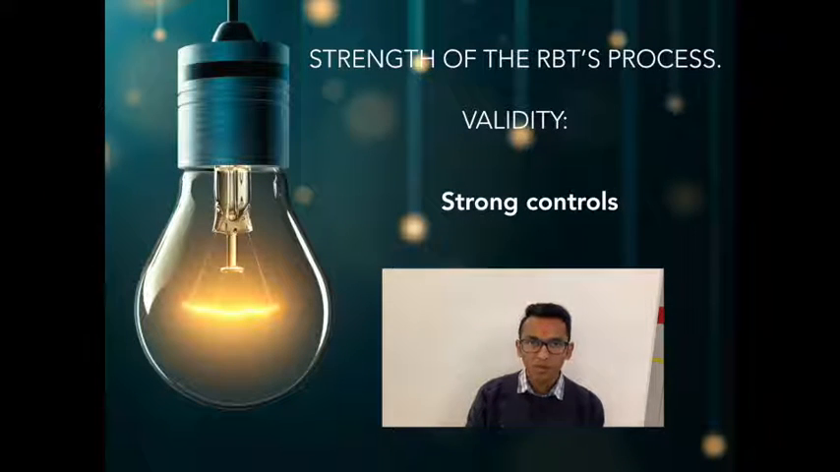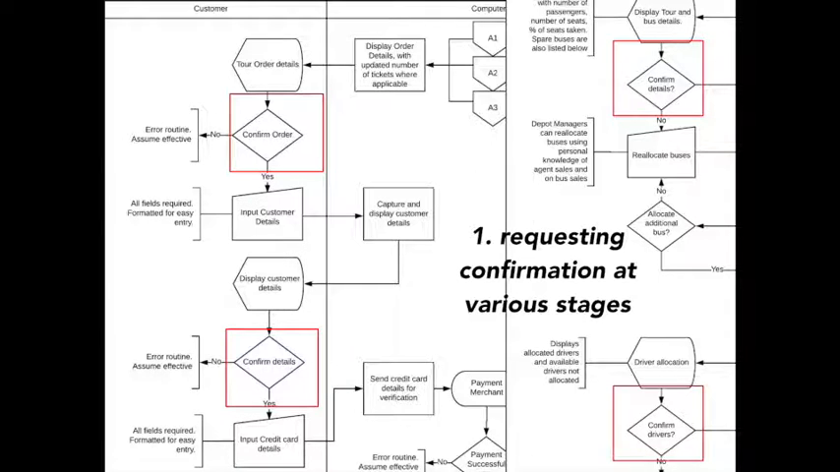bought. Moving on, some of the strengths of the process assist RBT to produce high quality accounting information by achieving the information quality goals and considering validity. There are strong controls put in place, such as requesting confirmations at various stages of the process and ensuring the presence of approved and relevant data being recorded.